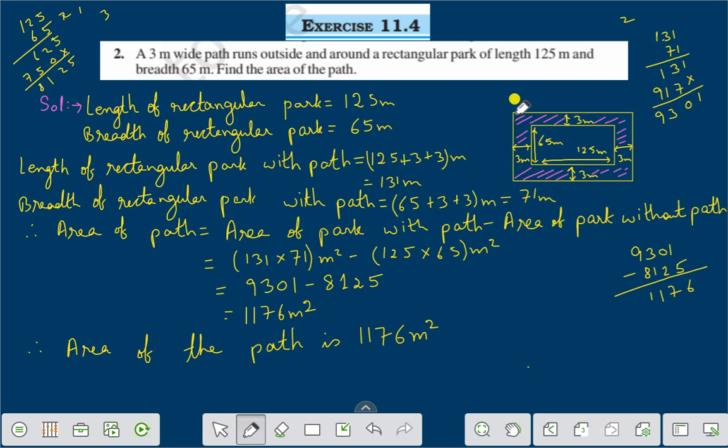Right? What will we do? You have to find the total area of this rectangle, the outer rectangle, and we subtract the area of the smaller rectangle. That means first of all, you have to find the area of the park with path and minus area of the park without path. Right? And if you subtract it, you will get the area of this path. That is, area of the path is 1176 meter square.